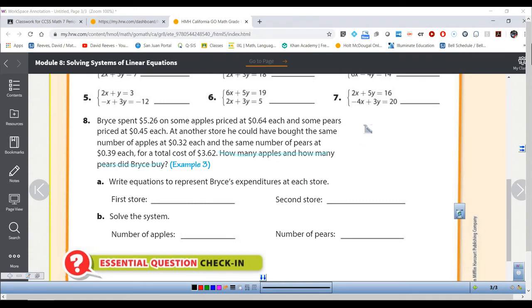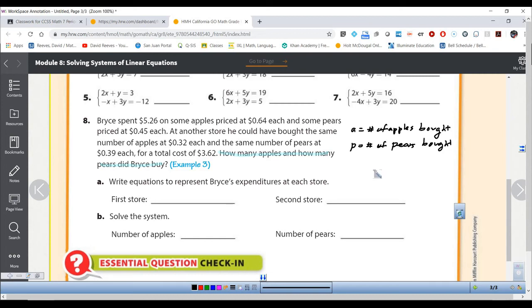Before we write equations, what are we going to do? We're going to identify our variables, right? So A is going to be the number of apples bought, right? And this is by Bryce. And then what else do we have? Then we have pears. So P is going to be the number of pears bought, right?